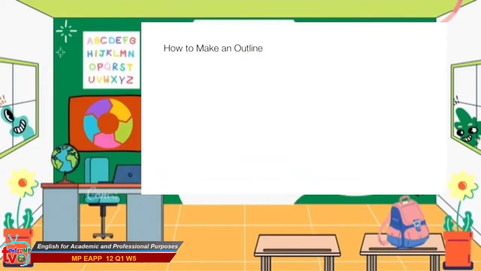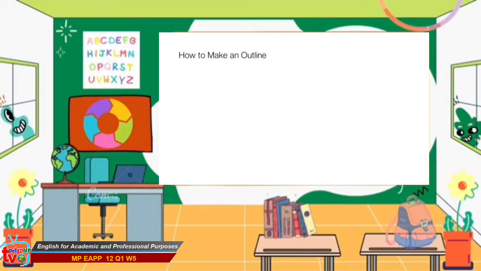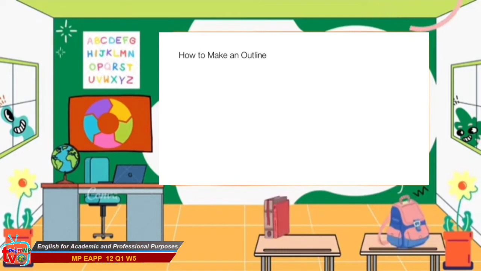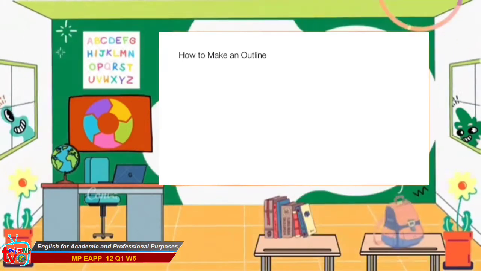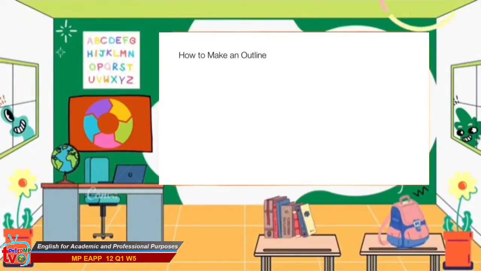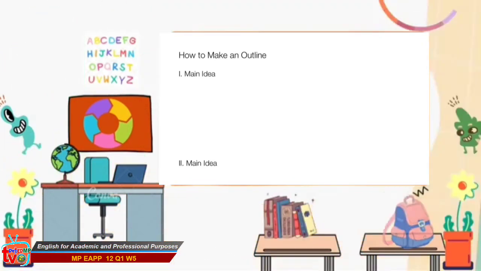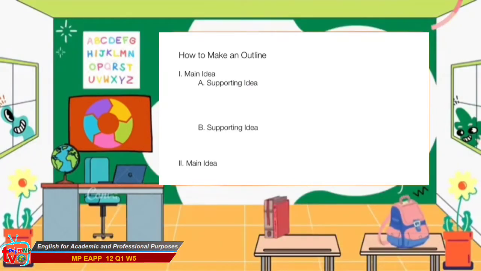So how do you make an outline? Well, if you're familiar with outlines, you will have noticed that we just made one a moment ago. An outline uses a combination of labels and indentation to show how ideas are organized. First, Roman numerals are used to label the main ideas. Under each main idea, capital letters are indented one level and used to label the supporting ideas.